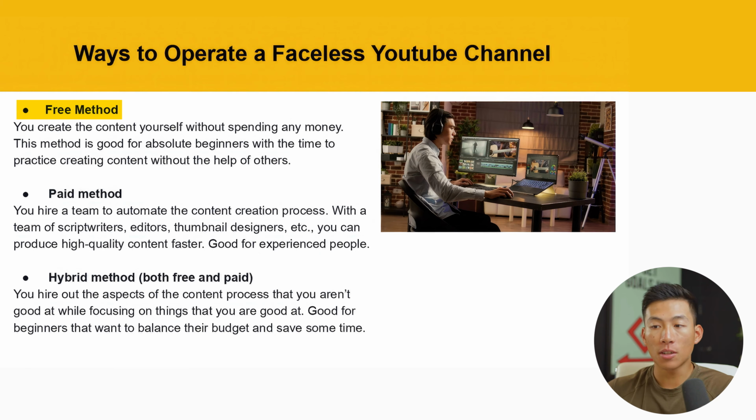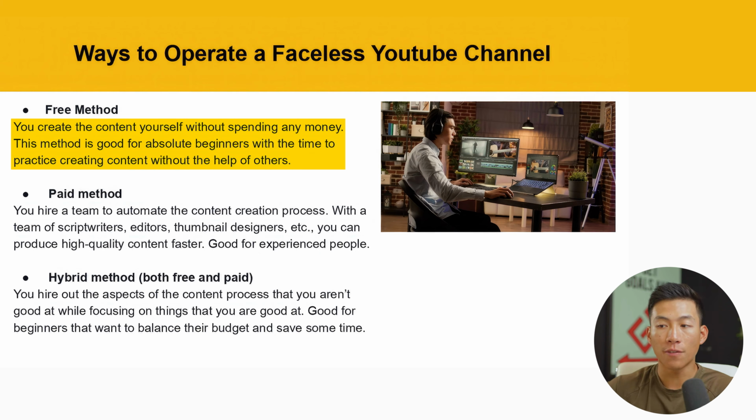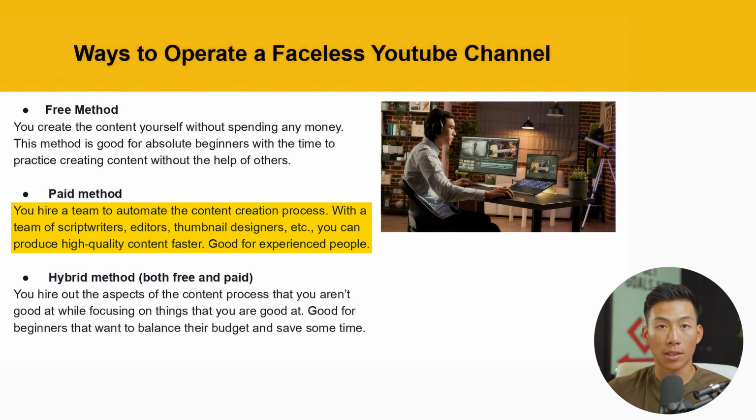So there's the free method, where you're basically creating the content yourself without spending any money. This method is good for absolute beginners with a lot of time to practice creating content without needing the help of others. And then there's the paid method, where you will hire a team and hire people to automate the entire content creation process. You're going to be hiring a team of script writers, editors, thumbnail designers, etc. That way you can produce more content, put it out faster, and increase the quality. I don't recommend this for beginners. I recommend this method for experienced people, because if you know what you're doing, then you'll be able to spend that money wisely and maximize the return that you get on the money spent.